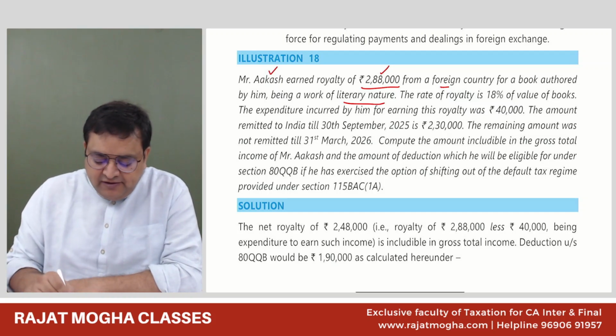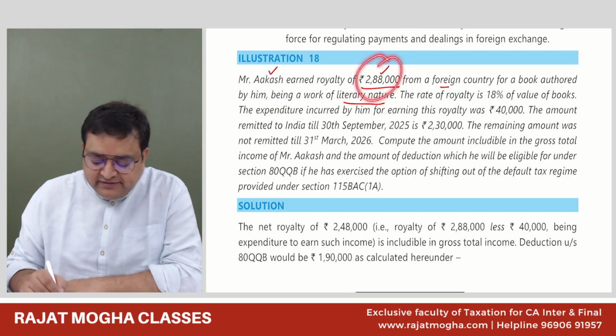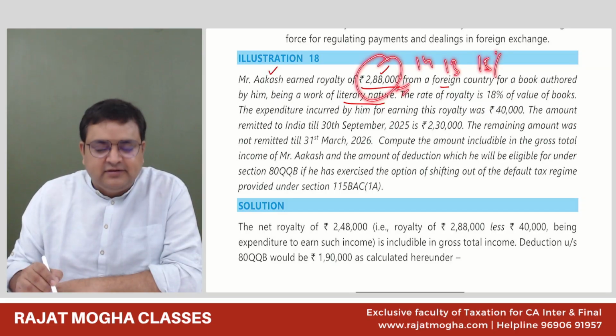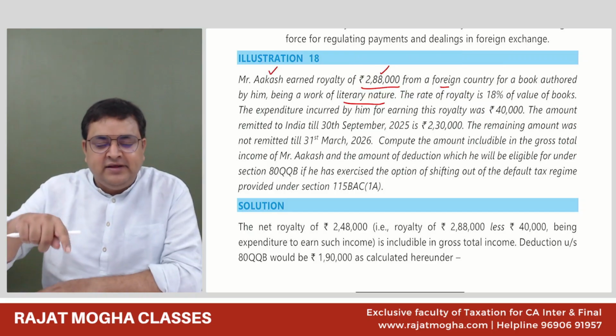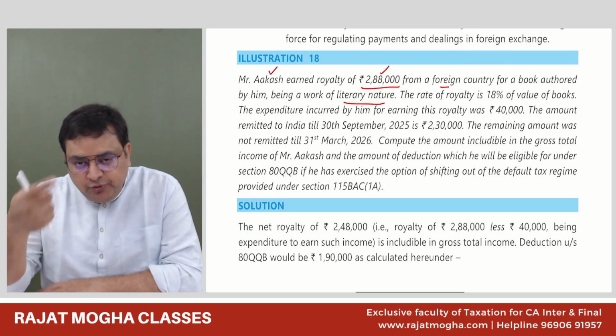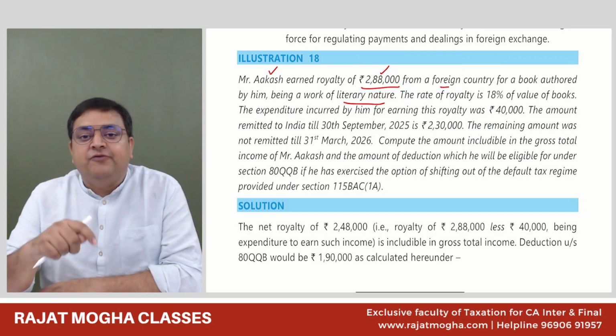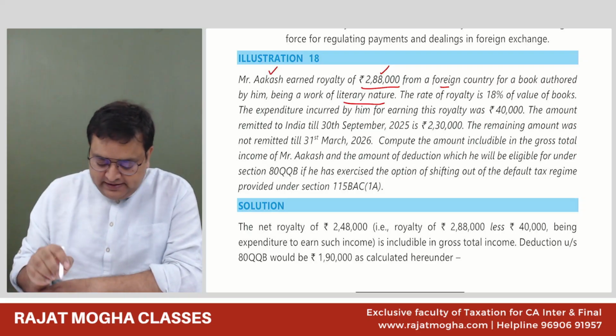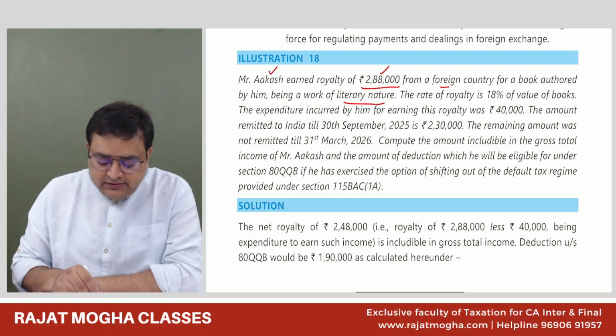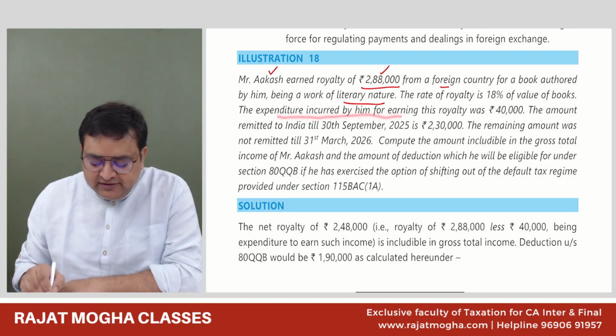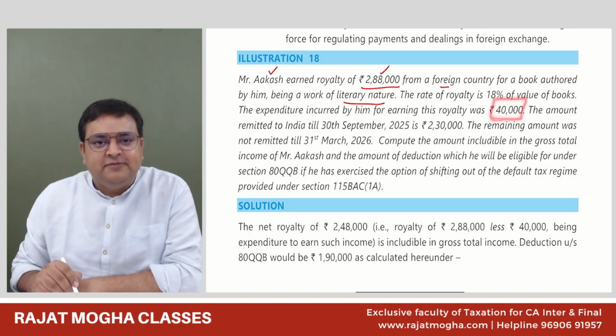If this amount had been, let's say, 14%, 13%, or 15%, we are okay with giving deduction on this amount. But right now it is 18%. So while computing 80QQB, we will take not more than 15%. I'll show you how. The expenditure incurred by him for earning this royalty is 40,000. So these are the expenses incurred.